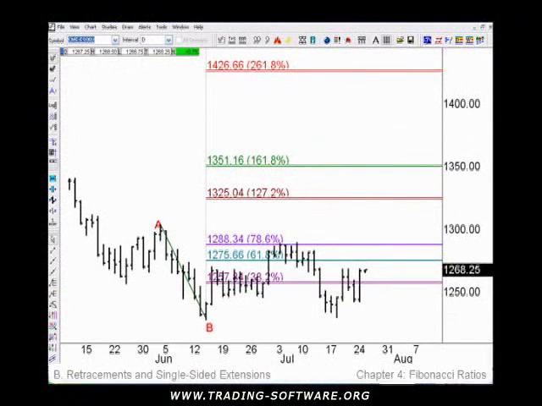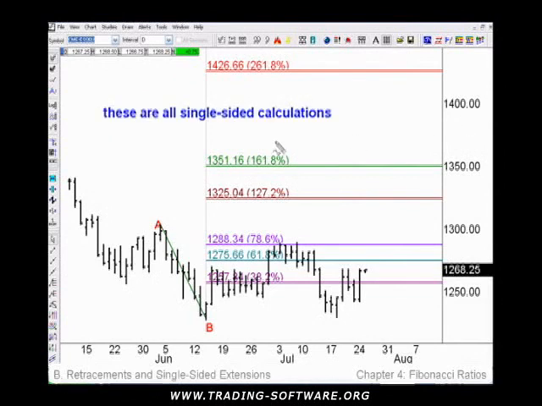Here you can see the 3 extension levels. Just above A is the 127% extension. Here's the 161%, and this is the extreme 261% extension level off of the AB range.